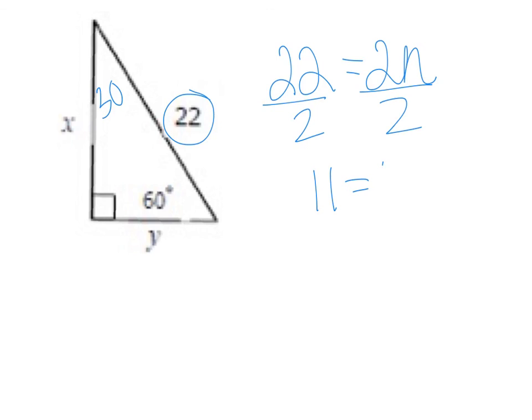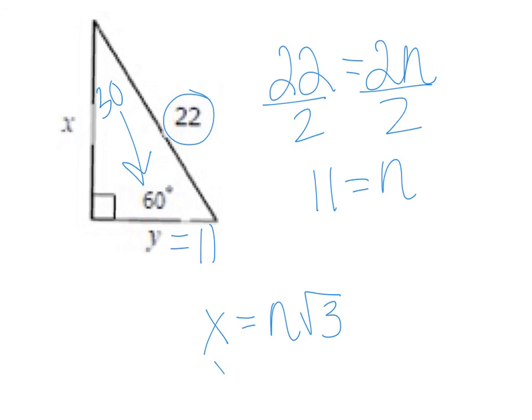11 equals n. That means the side across from the 30 degrees, the side that's labeled as y, is going to be equal to 11. The rule to find x is that we take n and we multiply it by the square root of 3. So x is going to be 11 times the square root of 3.